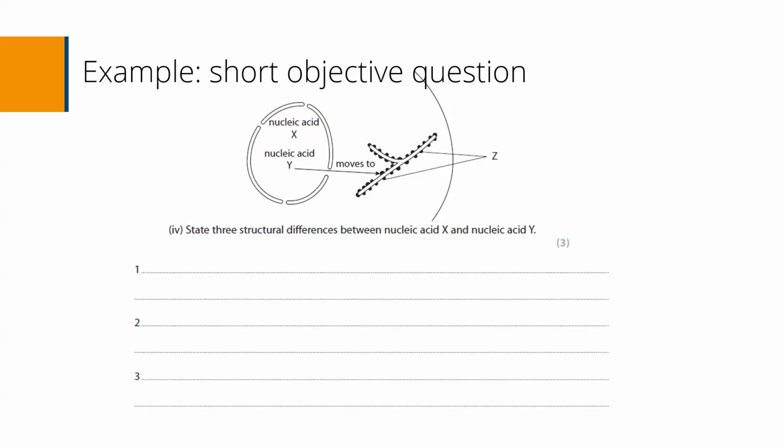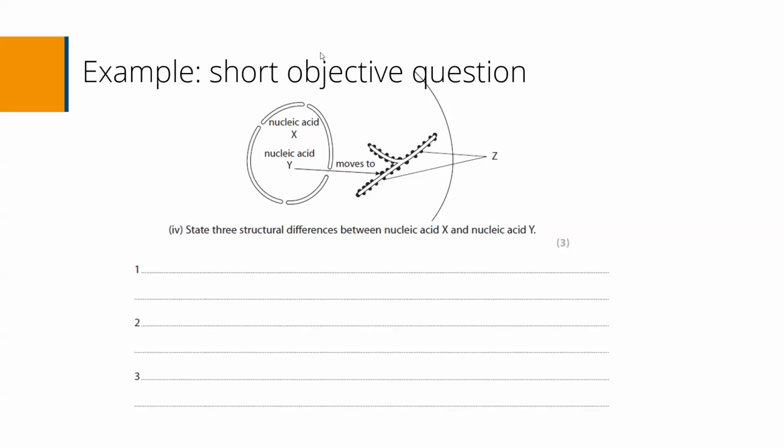What do you think that one is? Type your answer in the chat box. What AO do you think this is? State three differences between nucleic acid X and nucleic acid Y. Good. Excellent.